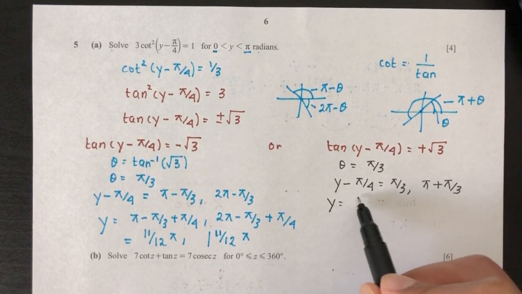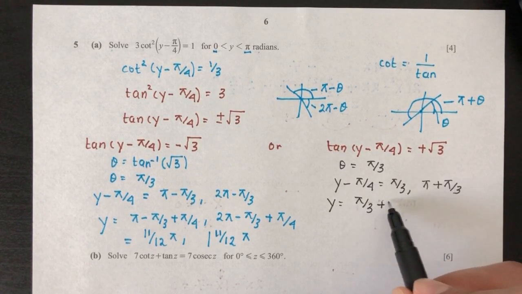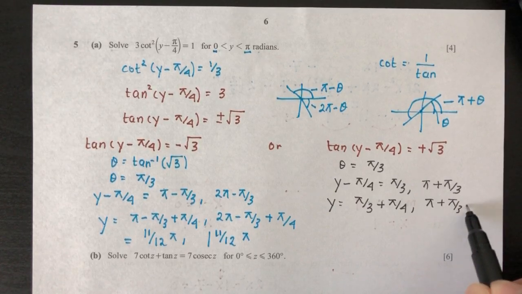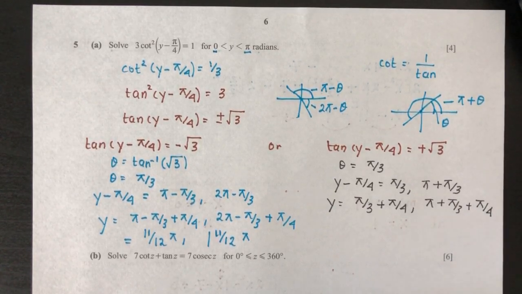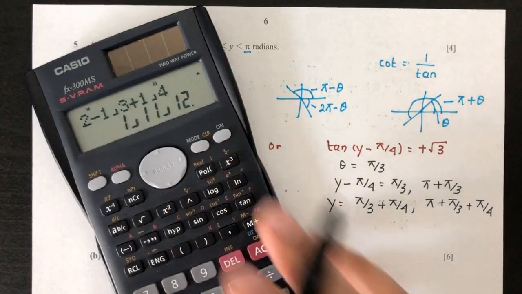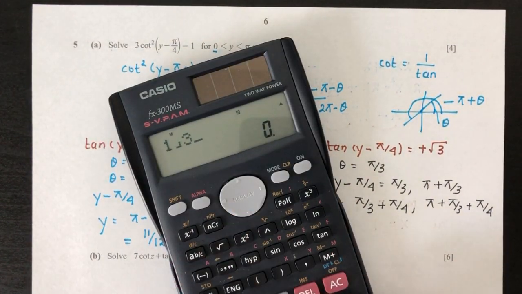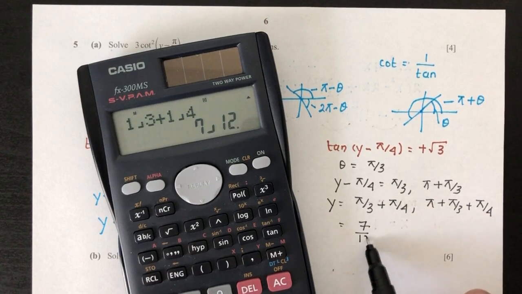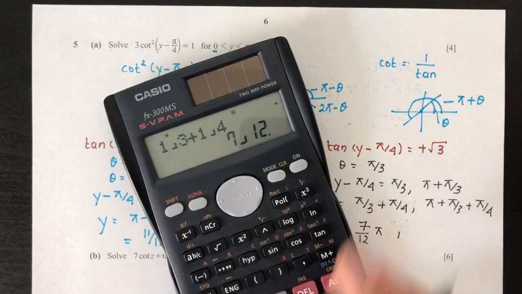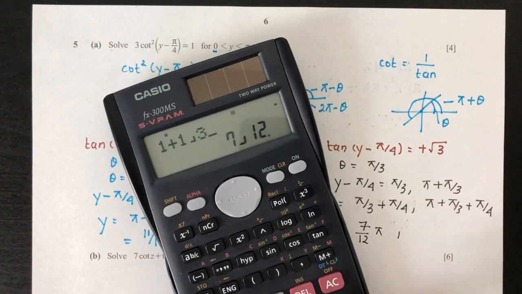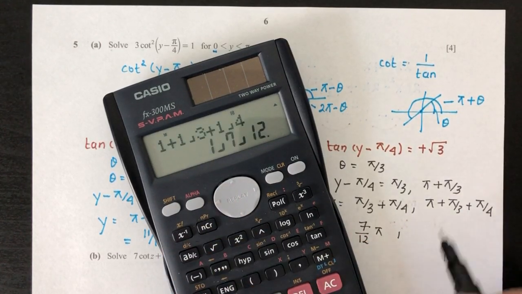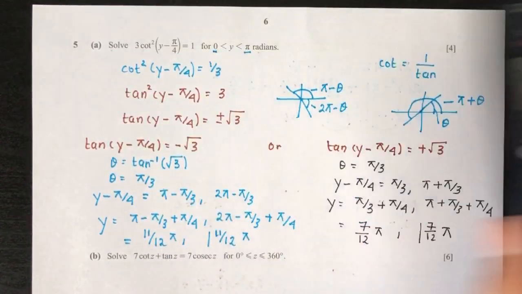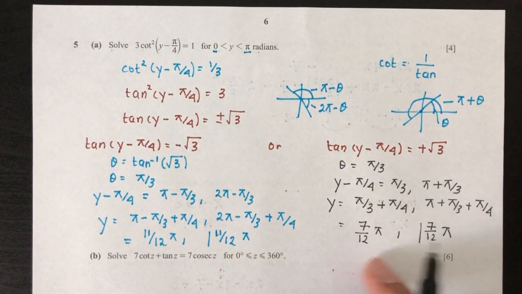Now y will be this plus this, or it can be this plus this and plus this. So let's add. You will have 1 over 3 plus 1 over 4. That should be 7 over 12 pi, or it can be 1 plus 1 over 3 plus 1 over 4. That should be 1, 7 over 12 pi. So now you have all these answers, which are possible values.